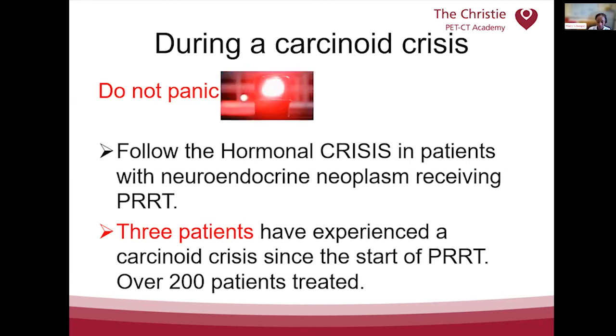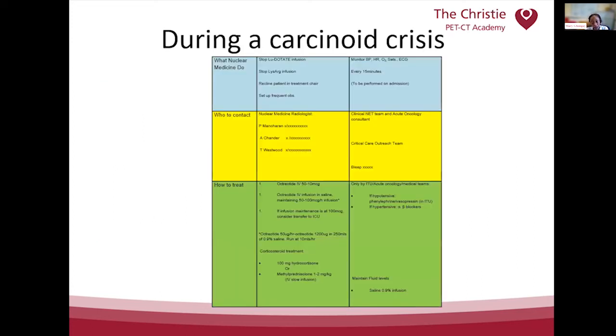So we've got a flow chart that we follow in the case of hormonal crisis like that. And we get radiologists involved. So far, on record, we only have 3 patients that have experienced this carcinoid crisis since the start, and we've treated over 200 of these patients. So we have a flow chart in our treatment room that we follow in the case of a patient being very unwell. And again, as I say, it's really good when we liaise with our radiologist and they're there when we need them for help in treating this patient.